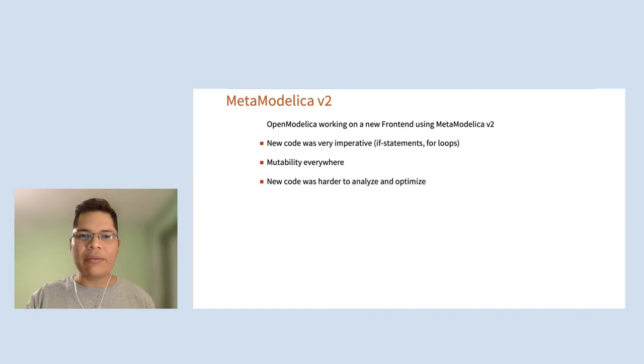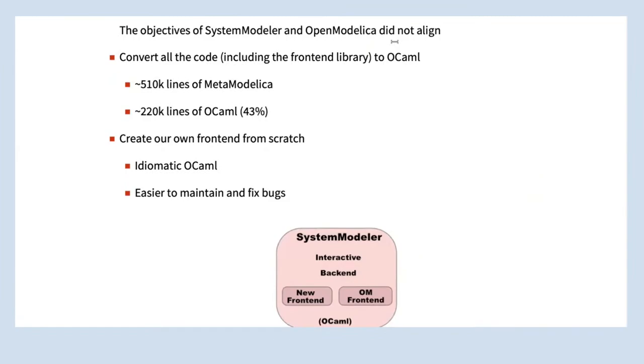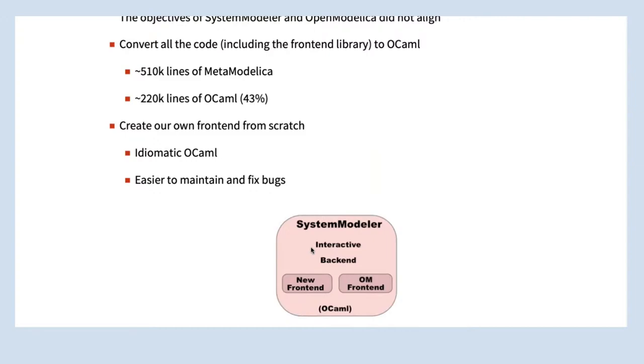So we took the decision that we were going to convert everything into OCaml. Since we already had the tools, we just ran the converter again, and we ended up with this new System Modeler kernel, which is 99% written in OCaml, with a little bit of C++. Practically 510,000 lines of MetaModelica were converted to 220,000 lines of OCaml, which was a reduction of about 43%. The stage that we are at now is that we are replacing the OpenModelica frontend that we converted with a new one, written from scratch in idiomatic OCaml. Now that we know OCaml better, we're taking advantage of many of the nice features that are available in the language.